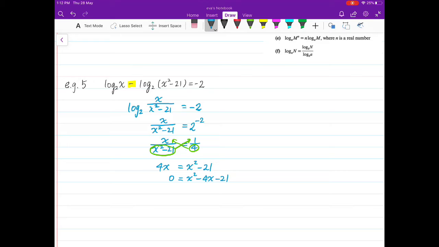Now we can solve this quadratic equation. That will become (x minus 7) times (x plus 3) equal to 0. So x equal to 7 or x equal to negative 3. So check whether we need to reject the negative number, because this one cannot be negative, so we have to reject the negative 3.